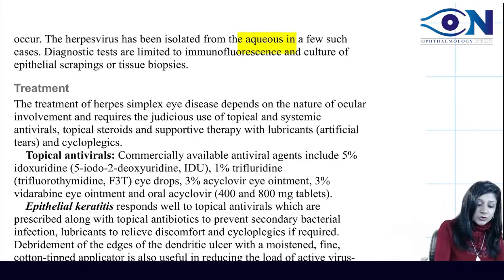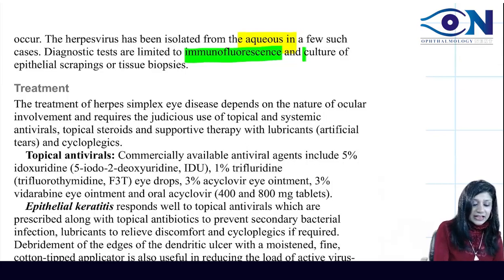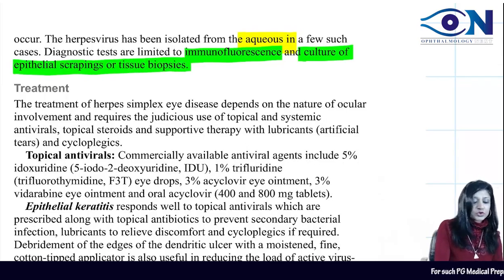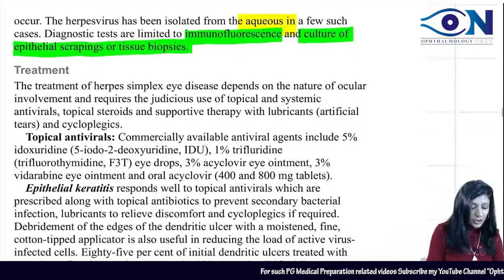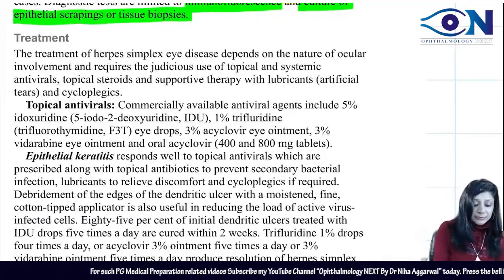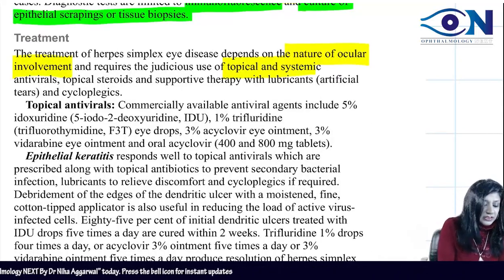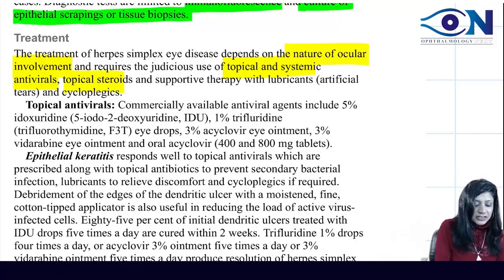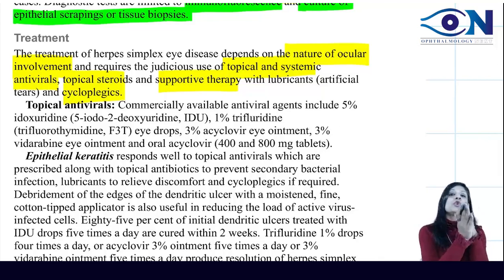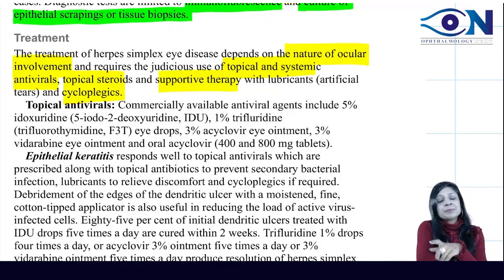Diagnostic tests, what can you do? We can do immunofluorescence and culture of the epithelial scrapings, or tissue biopsies can also be done. Now finally the treatment. The treatment of herpes depends upon the nature of the ocular involvement and requires judicious use of topical and systemic antivirals, topical steroids as well as supportive therapy with lubricants and cycloplegics. I told you before also that whenever we have a case of corneal ulcer or keratitis, there are two treatments. One is a causative treatment, another is supportive treatment. Causative treatment will obviously vary, but the supportive treatment will remain the same with lubricants and cycloplegics.